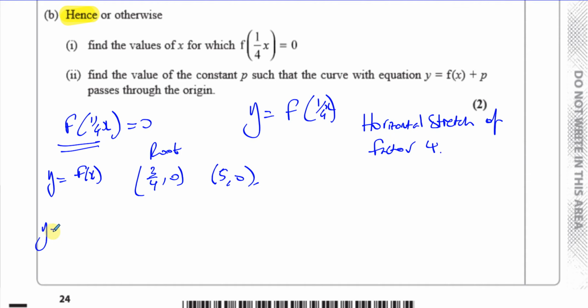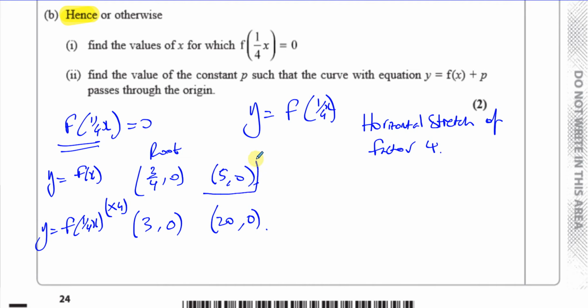Now, for y equals f of a quarter x, the roots are going to be, for this one, you're going to multiply the x coordinate by 4 and leave the y coordinate as it is. So the roots of this are going to be 3/4 times 4, which is 3, and the y coordinate will stay 0. And here you're multiplying the x coordinate by 4, so 5 times 4, which is 20, and 0 stays as it is. Okay, so the values of x for which f of a quarter x equals 0 are 3, 0, and 20, 0. Those are the answers for that question.